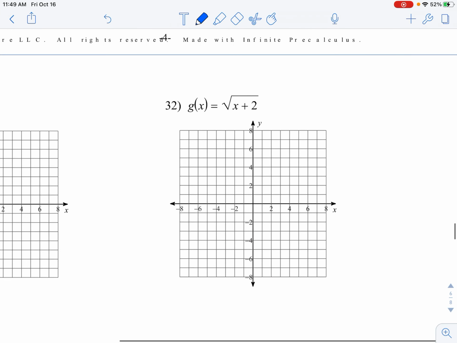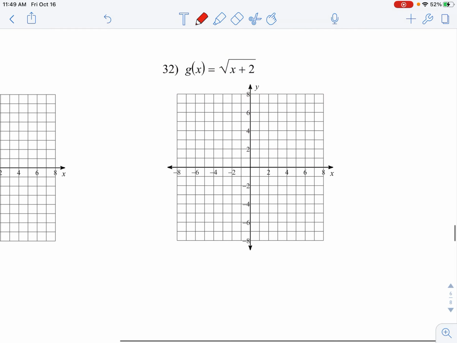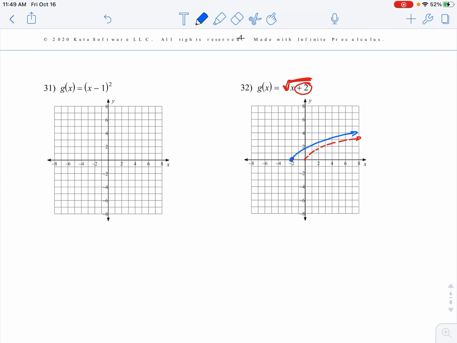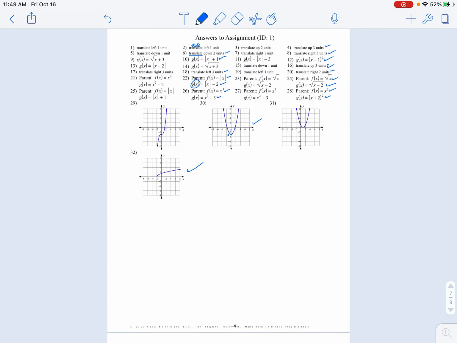Yep, okay. Number 32, a square root function. Again, I'll do this parent function in red. You don't have to do this, but to me it helps. The parent function of a square root kind of looks like that. The +2 inside the square root bar moves it left 2 units right there. So let me do this in blue. I need to make an arc that looks kind of like that. Again, the blue is the only actual answer, number 32, and there it is.